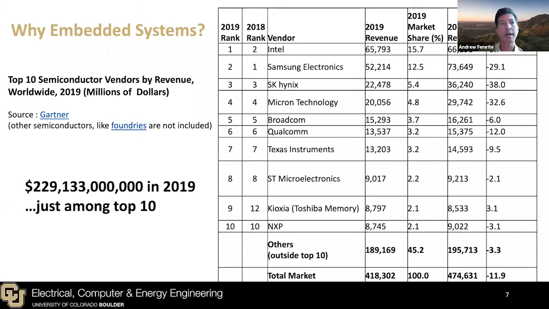Where are all these chips going? There's $229 billion in 2019, top 10 semiconductor producer revenue alone, over 400 billion in total just a couple of years ago. So mainly these are going into smartphones, tablets, and computers, which are not embedded systems per se because they are multifunction devices, but each of those devices is comprised of other embedded systems. And the rest of the market is all embedded systems.